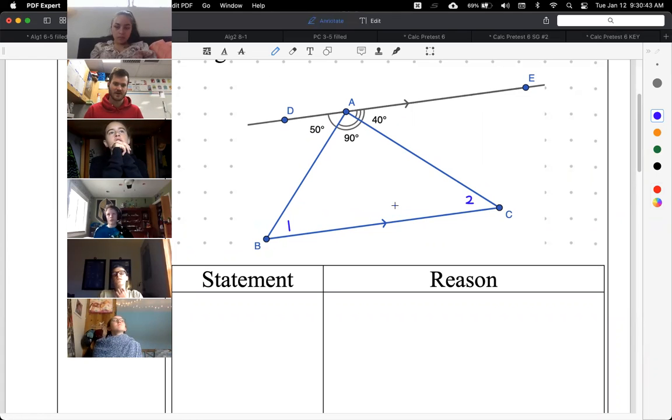I'm assigning those variables. My variable is a 1. It's very informal. I just want to say, if I say the number 1, I want you to think, oh, he's talking about this angle right here. If I say 2, I want you to think this angle right here.